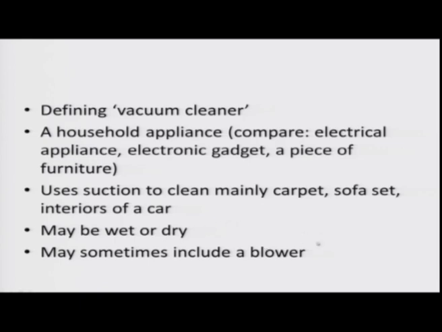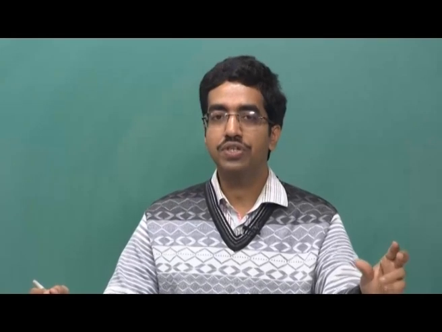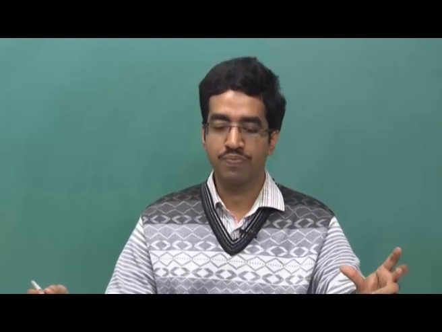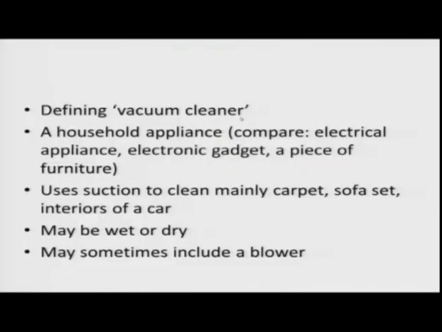But since these two are additional details, you can define a vacuum cleaner mainly on the basis of points number 1 and 2. So, you can say that a vacuum cleaner is a household appliance which uses suction to clean mainly carpets, sofa sets or interiors of a car. That is the kind of definition you have come up with for a vacuum cleaner.